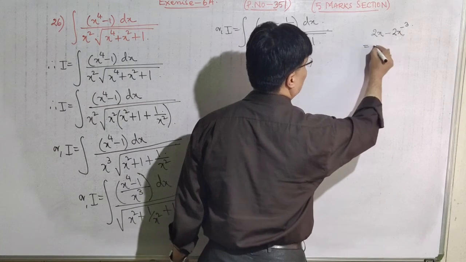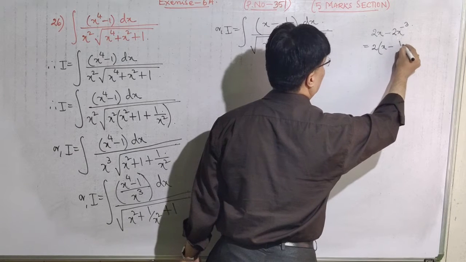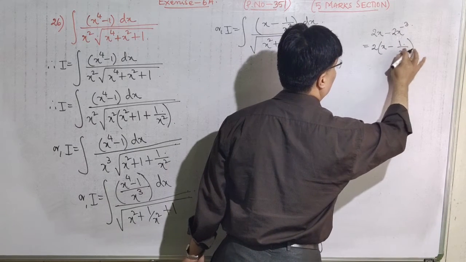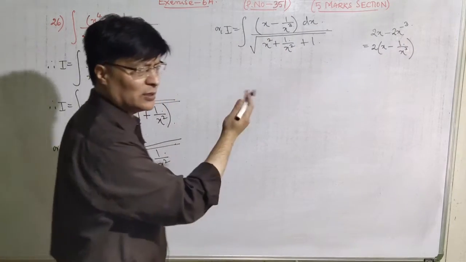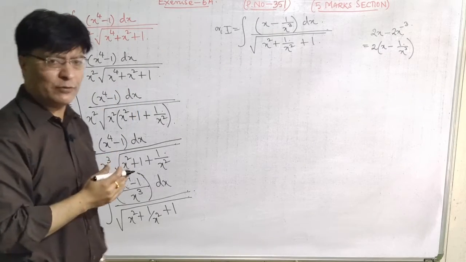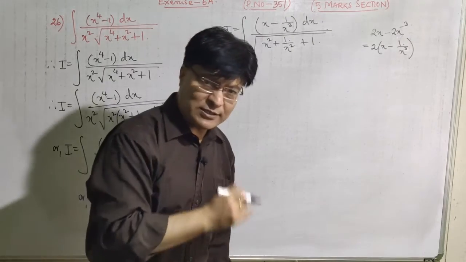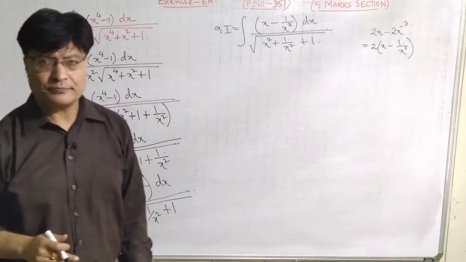So which is equal to, what is common here? 2 within bracket x minus, so it will be 1 upon x cube. This will be 1 upon x cube. That means we are getting the numerator. 2 is constant out here. If you take 2 as common, you will get x minus 1 upon x cube, which is in the numerator. That is, differentiation of the expression on the square root will give you the numerator.